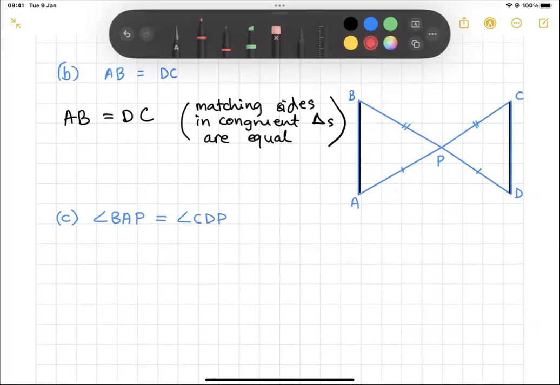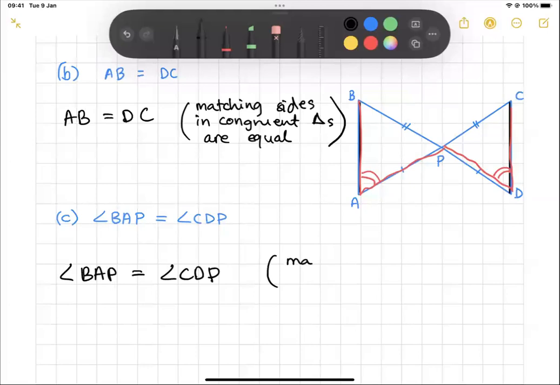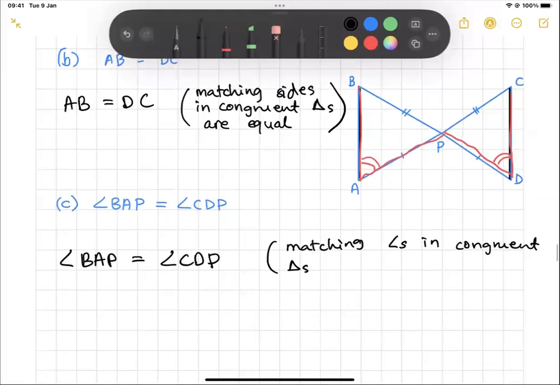This angle right here, BAP, and CDP, must be equal because we've already proven that it's congruent. Again, same thing: angle BAP is equal to angle CDP. Because of B, we had matching sides. This one, my reasoning will be matching angles in congruent triangles. And that they are equal.